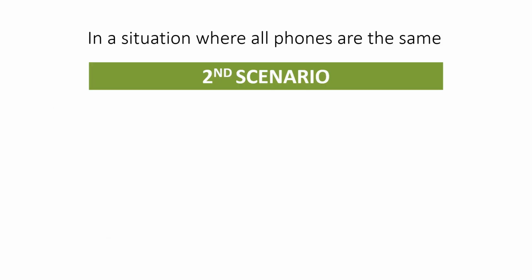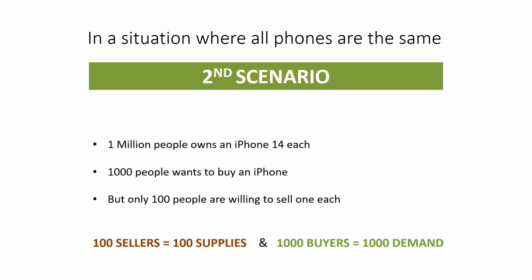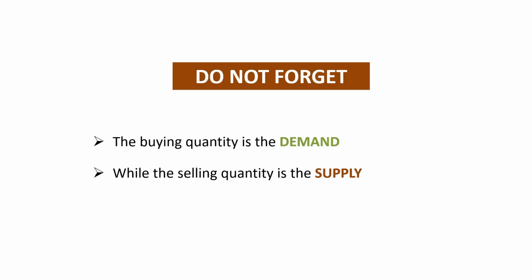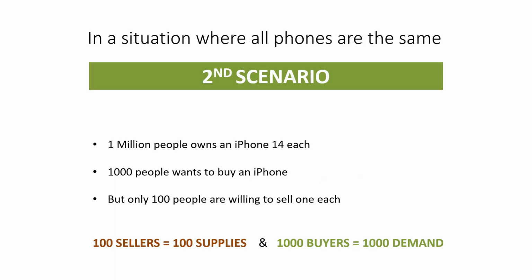Second scenario. 1 million people own an iPhone 14. But just only 100 of them are willing to sell, and 1,000 people are willing to buy one each. Don't forget the key point. The buying quantity is the demand, while the selling quantity is the supply. There are 100 sellers, which is 100 supply, and 1,000 buyers, which is 1,000 demand. In this situation, the demand is higher than the supply.